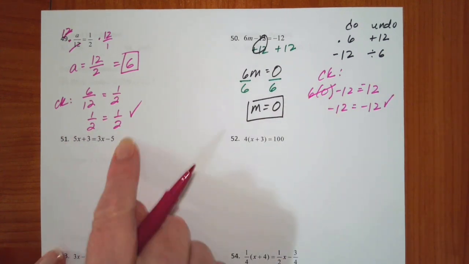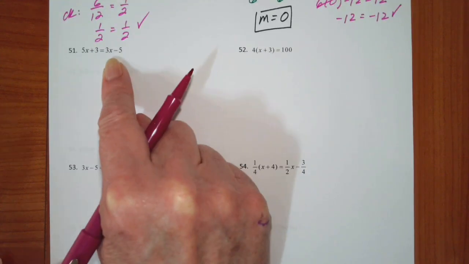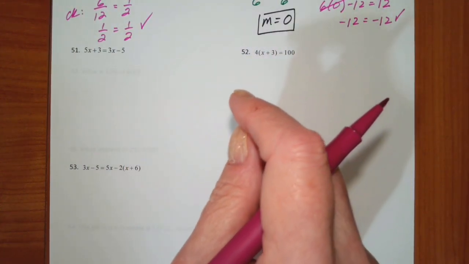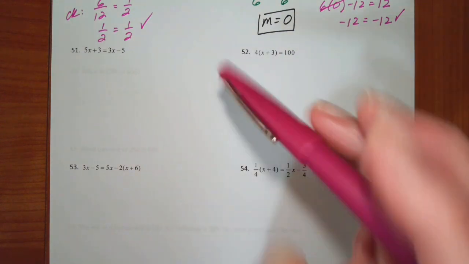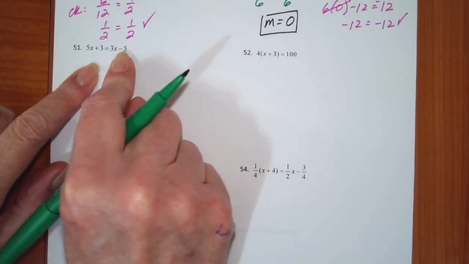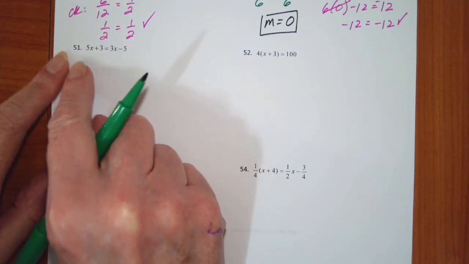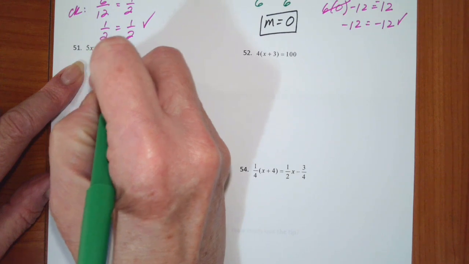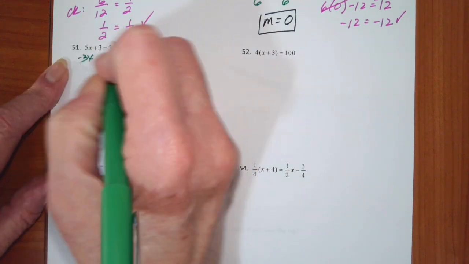Okay. Well, now I have variables on both sides, but both sides are as simplified as they can be. There are no parentheses and there are no terms to combine. So I'm going to start out by getting the variables together. I prefer to move the variables to the left, but you can do it to either side. But I'm going to subtract 3x from both sides.